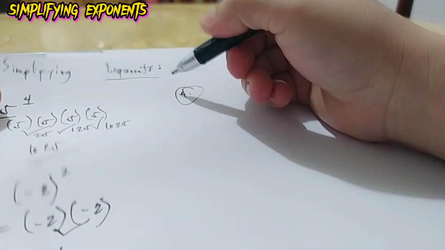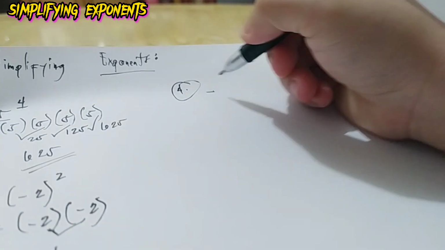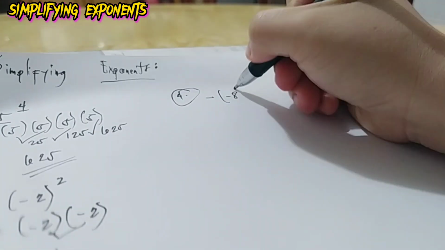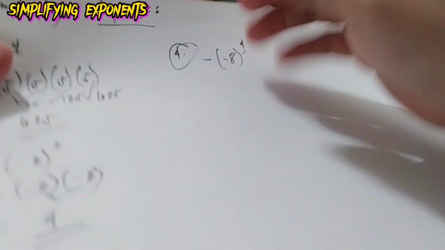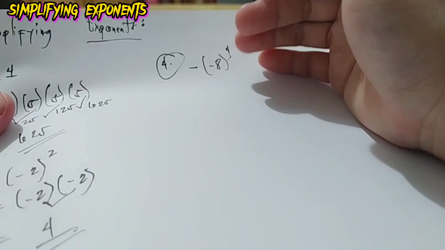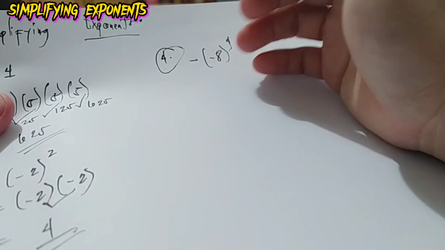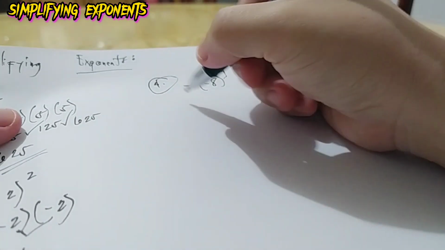Number 4. Ganito naman halimbawa. Negative of negative 8 raised to 4. There guys. I'm sorry kung nagbo-blur ang ating camera. Ayan. And pasensya na sa aking pangit na handwritten kasi nasanay si host ng Chinese na panulat.